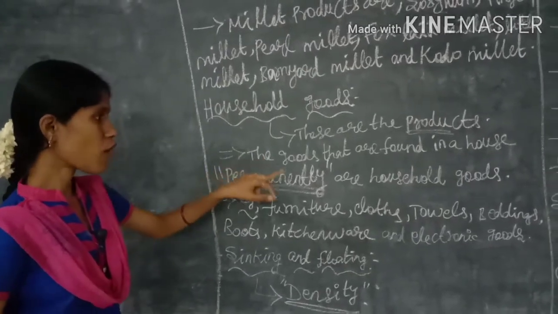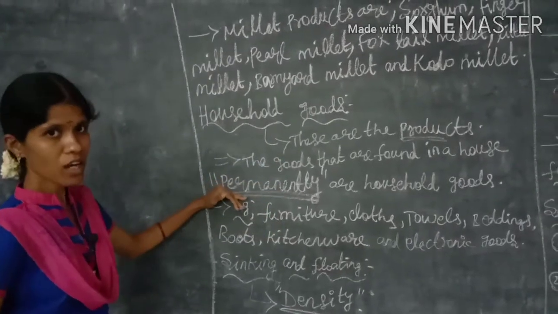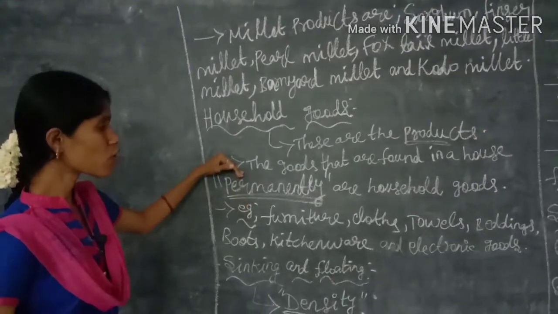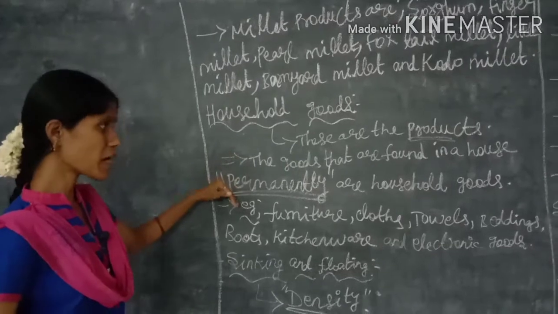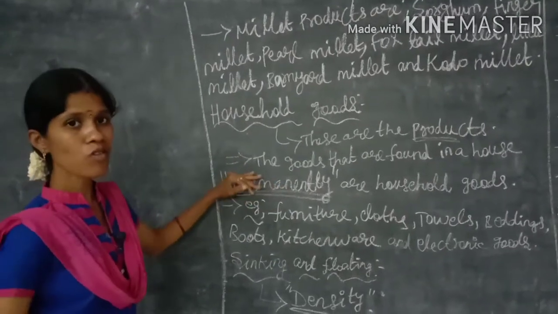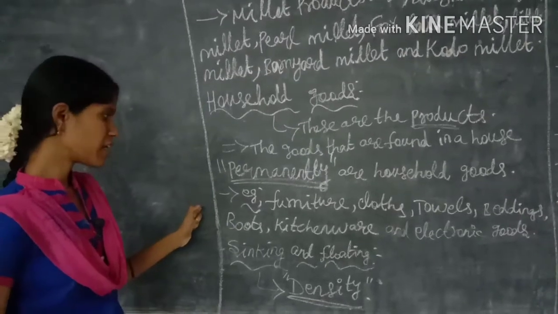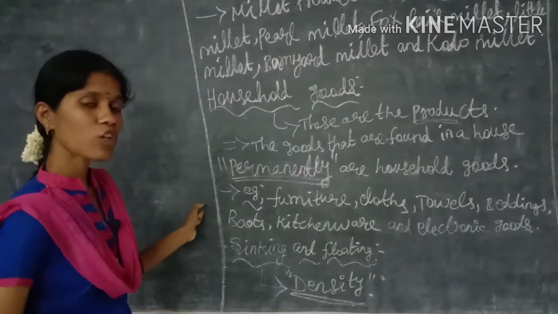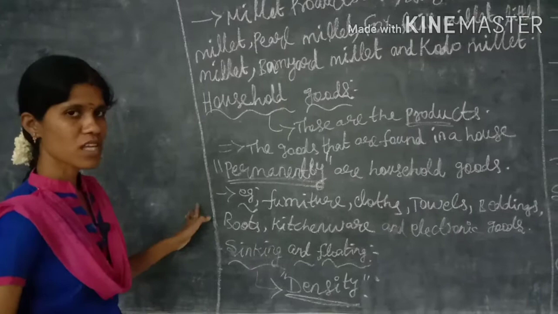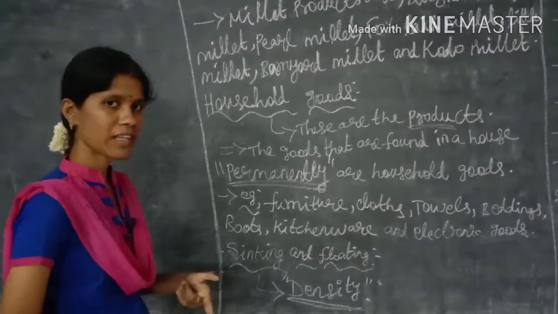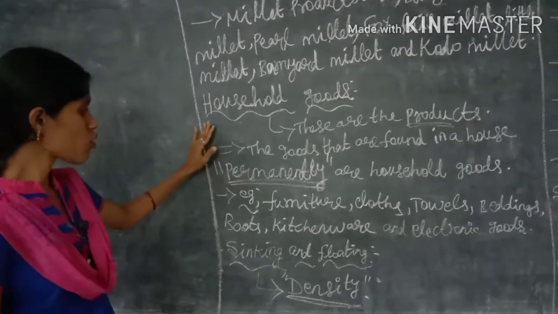The goods that are found in a house permanently, not varied or changed, not temporary, are called household goods. For example, furniture, clothes, towels, beddings, boots, kitchenware and electronic items like fan, TV, fridge, washing machine. These are all household goods.